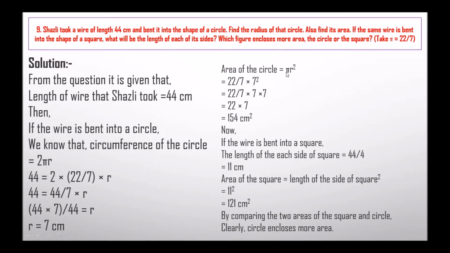Area of circle equals pi r square. So 22 upon 7 into 7 square. So 22 upon 7 into 7 into 7. So 22 into 7, that is 154 centimeter square.